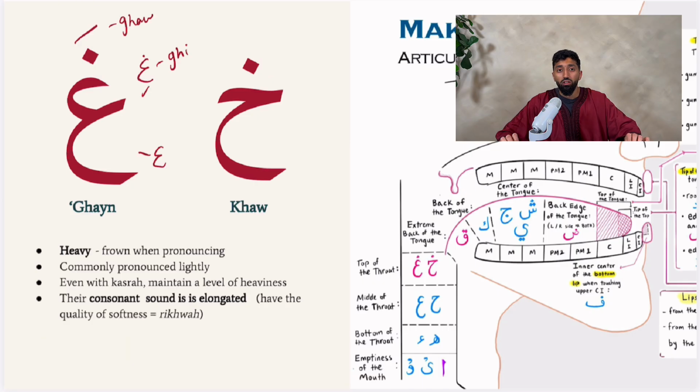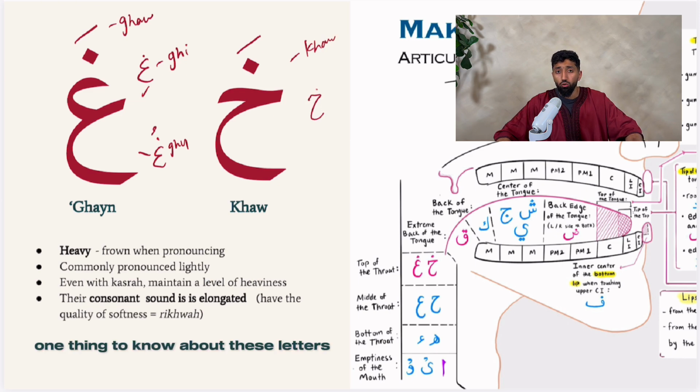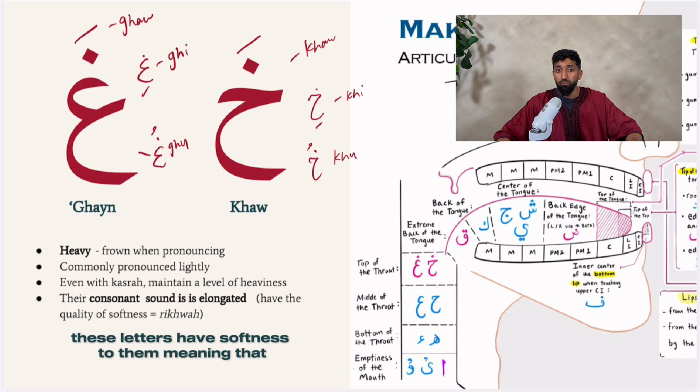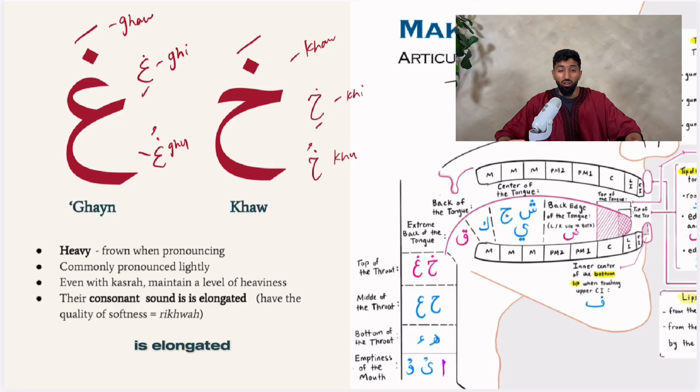So with harakat, ghain fatha, gha, ghain kasra, ghi, and ghain dhamma ghu. With kha, kha fatha kha, kha kasra khi, and kha dhamma khu. One thing to know about these letters, and it kind of gives us a glance into the topic of sifat, or characteristics of letters, these letters have softness to them, meaning that when you pronounce them, the sound of the consonant is elongated. So you have to have that kind of rough kha, kha, kha, or the gha, gha, gha. You have to have that texture.